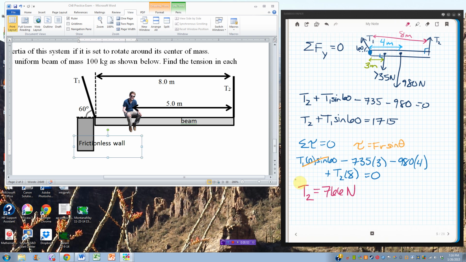Okay, then I go up here and put that in here. And then the only thing that's missing is T1, so I'm going to put 766 in here. I'm going to subtract it from this side. I'm going to divide by sine 60 on both sides, and I will end up with T1. And I end up with T1 rounded to 3 sig figs, it's 1050 newtons.